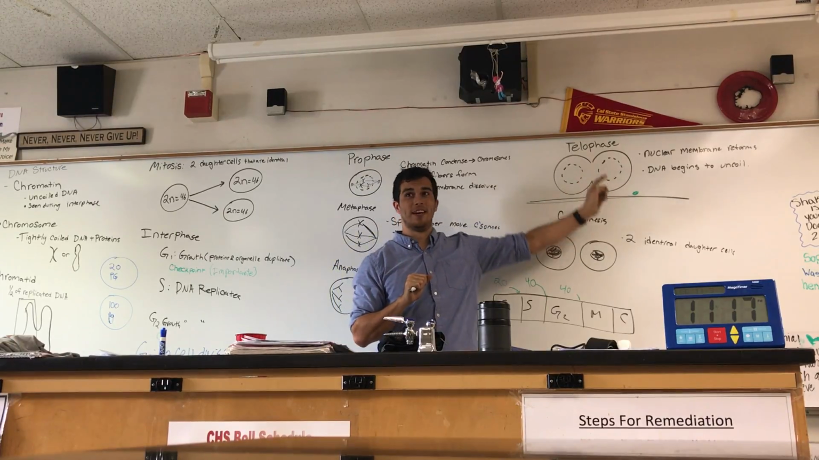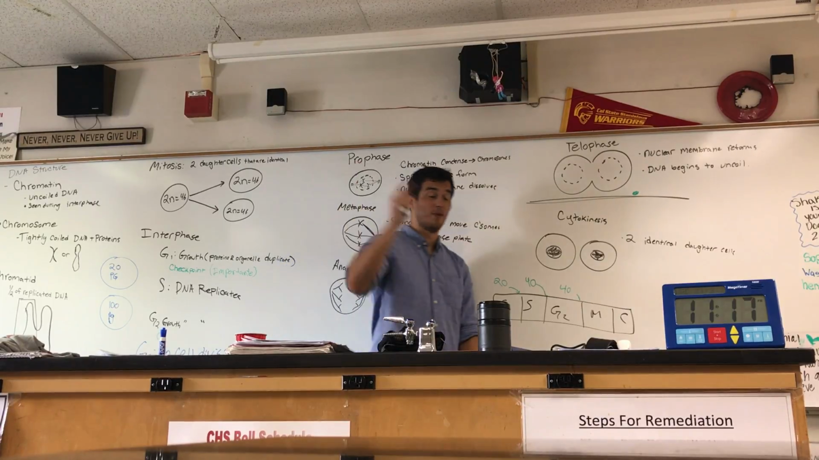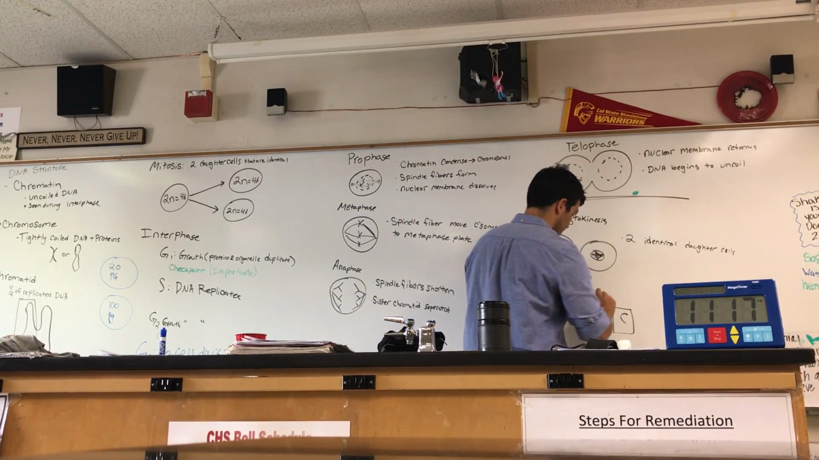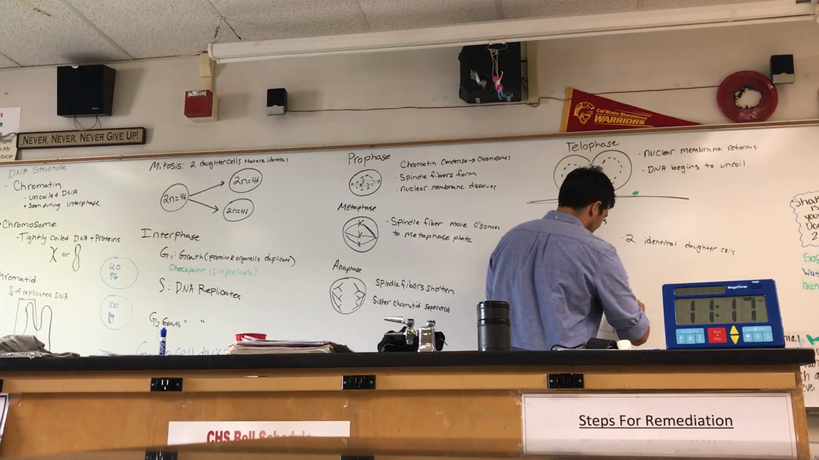How many cells do I have here? It's still 40. What about at the end of cytokinesis? Now I have 20. That's what I was saying.